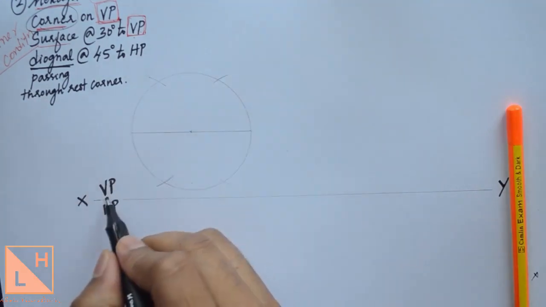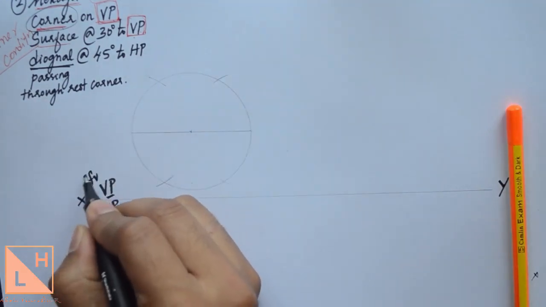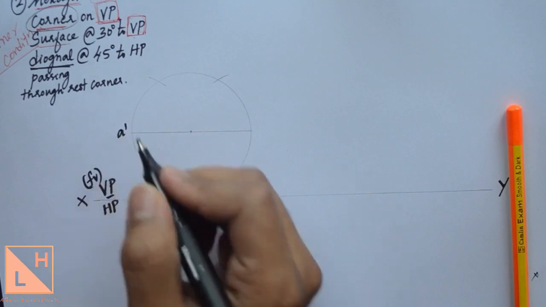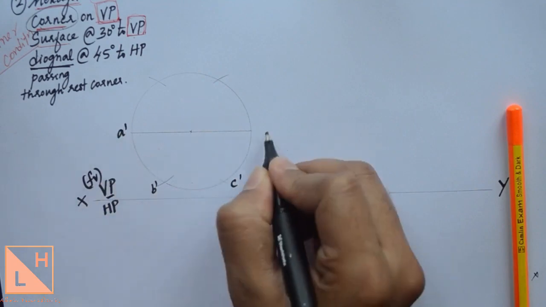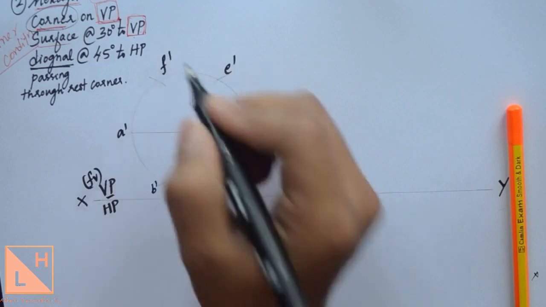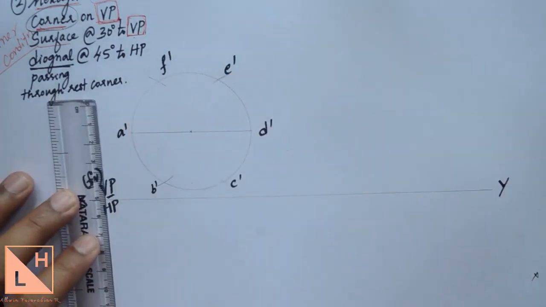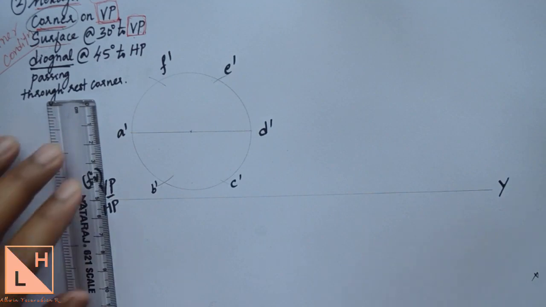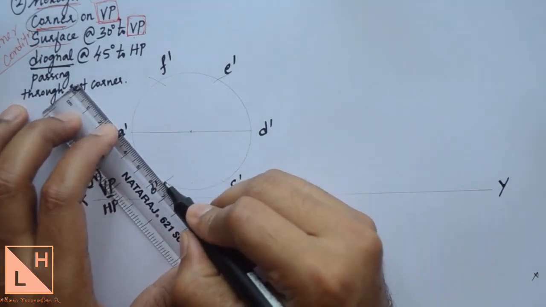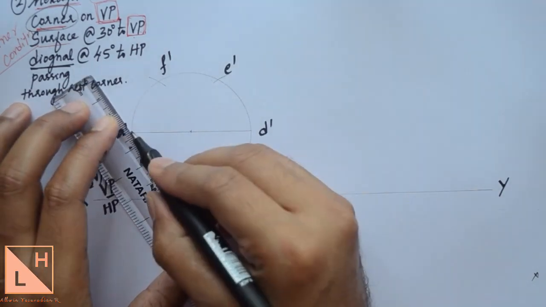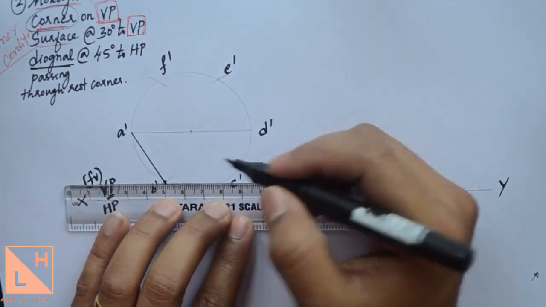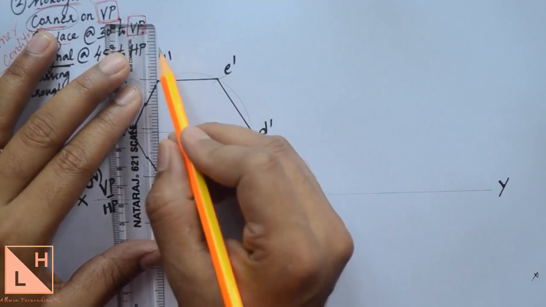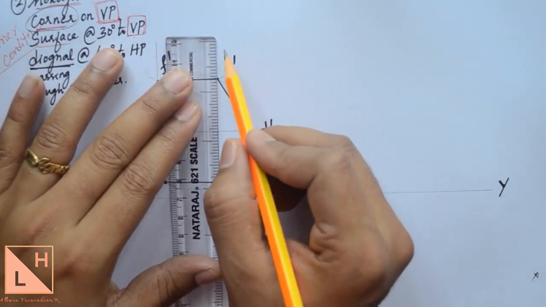Since it is VP, that is front view, you just need to name them with a dash. So I'll start from here. If I name this as A dash, join all of these with the help of a dark line. So you can join A to B. So the hexagon is done. Do not forget to mention the length of the side by drawing a dimension line.